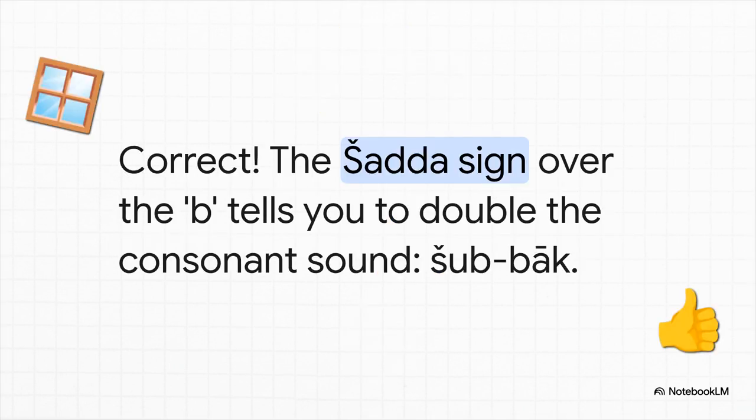You got it, it's shabak. You see that little shadda sitting right on top of the ba? That's our signal. It tells us to double that ba sound. So it's not shubak, it's shabak. Perfect.